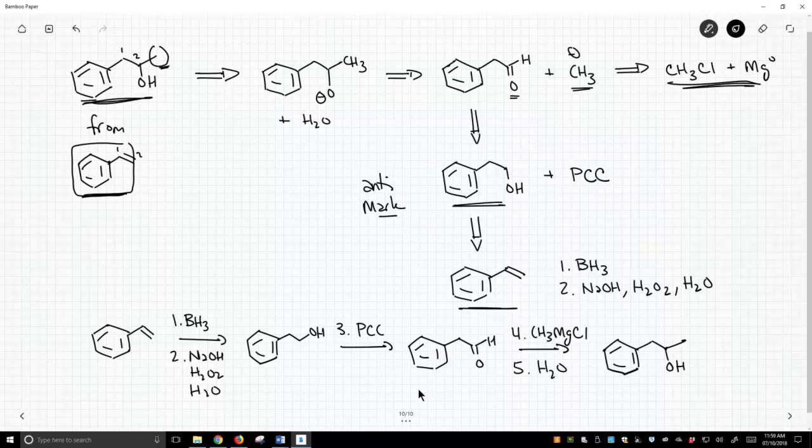In part, it's more complex because we had to recognize that we were going to do an oxidation of an alcohol in there. And then this anti-Markovnikov hydration was also a little bit tricky.